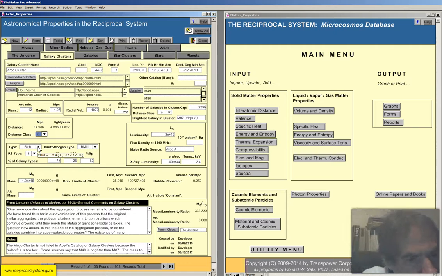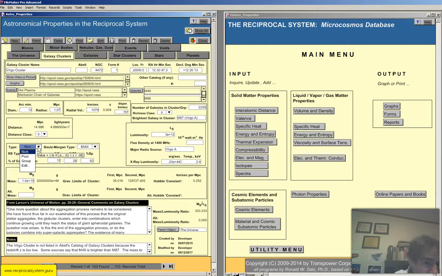The type of cluster, it's a rich, could be poor, could just be a group. The Bouts-Morgan type, again, you'll have to consult your standard astrophysics textbook for information on these. RS type, it's I. Percent of galaxy types, this is interesting, so elliptical, percent 12. And these are spiral classes, they're 26%, 62%.